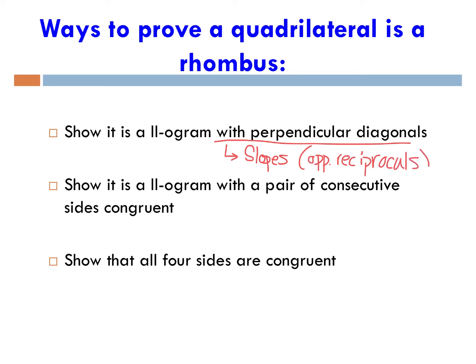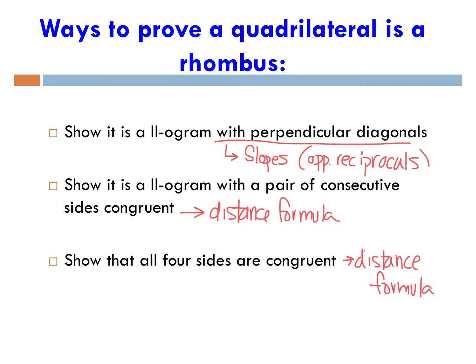Okay, to show that the sides are congruent, you would do a distance formula, and you would do two sides that are next to each other. That's what consecutive means, so not the ones across from each other, but next to each other. Or you can show that all four sides are congruent, so again, one more time, distance formula, 4 times. So when you're starting off, if you aren't sure, just find all 4 side lengths, and if they're all the same, you know it's either a rhombus or a square.